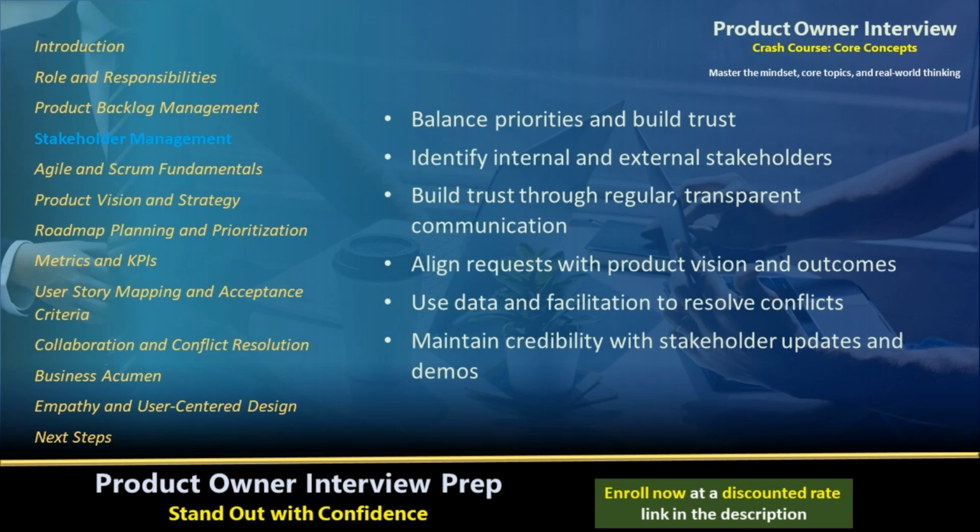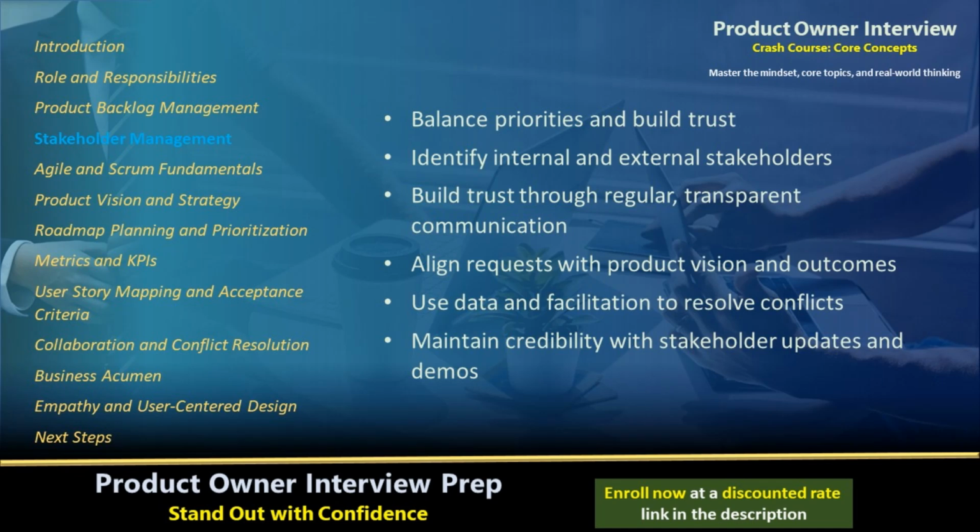Start by explaining how you identify your stakeholders, not just who they are, but what matters to each of them. This includes internal stakeholders like marketing, sales, support, leadership, and of course your development team. It also includes external ones: end users, customers, partners. Talk about how you build trust early. That could be through regular meetings, shared product goals, or consistent follow up. Trust is essential, especially when you have to say no.